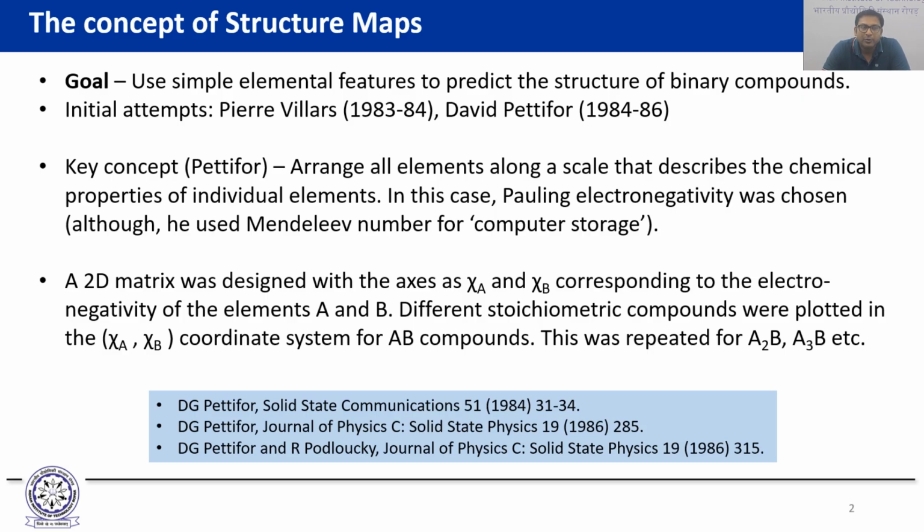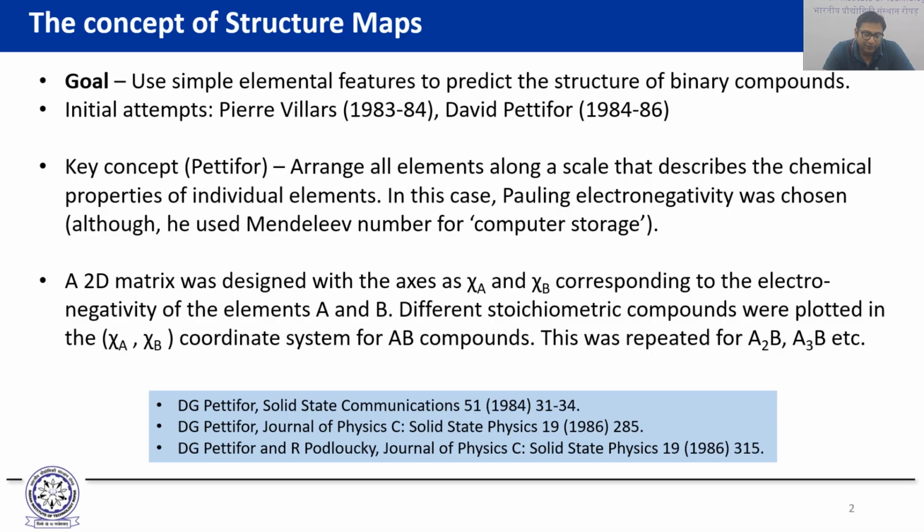What made it even more incredible is that this is an effort which took place starting in the early 1980s. And so the two pioneers in this field were Pierre Villars and David Pettifor. So the initial attempt at making structure maps was done by Villars, and then after Villars published his work, Pettifor took it up and tried to come up with even better models. Now, as we go forward, we will actually not follow the chronological order. We will first look at the structure maps that were developed by Pettifor, and then after that, we will look at what Villars has been doing.